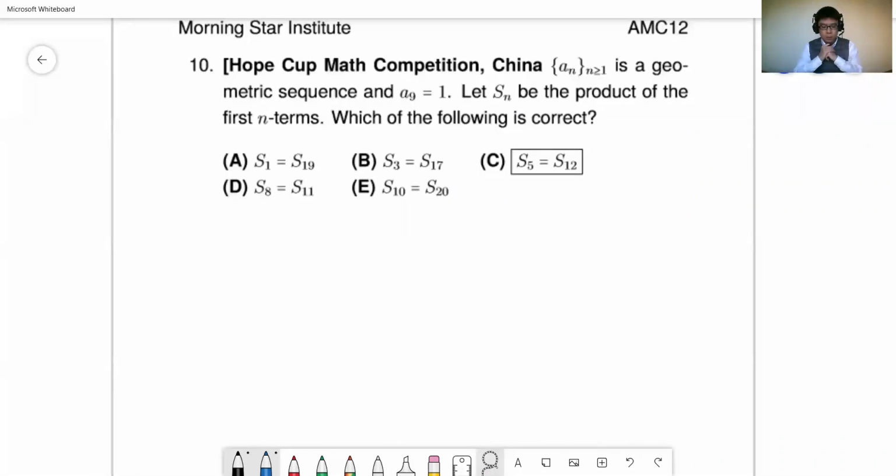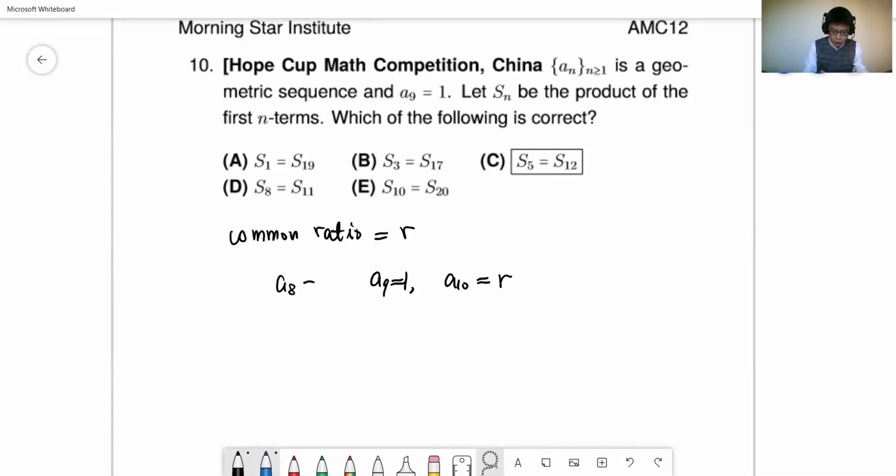Question 10. We have a geometric sequence with the ninth term equal to 1. Sn is the product of the first n terms. Which of the following is correct? So let's denote the common ratio by R. And we have A9 equals 1. That means A10 equals A9 times R, which is R. And A8 is A9 divided by R, so it's 1 over R.